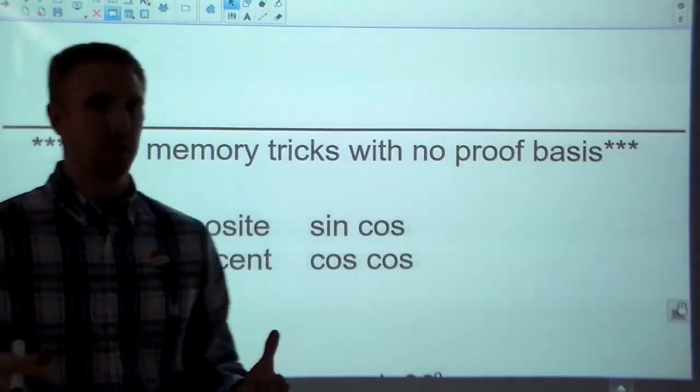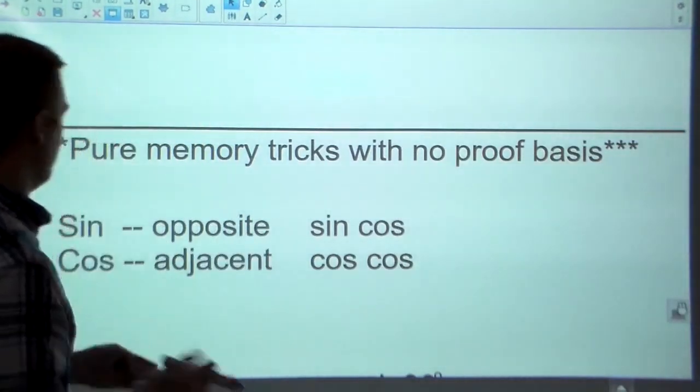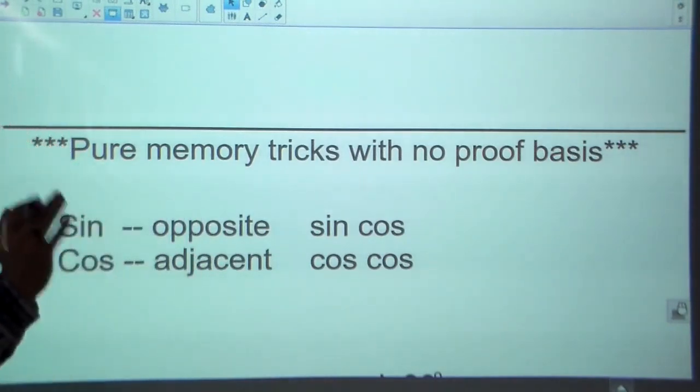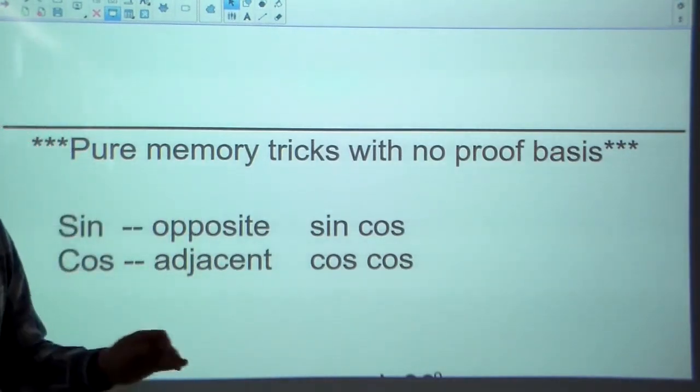So just pure memory tricks that have kind of come up over the years. So I just record them as people have ideas. They have no basis with proof. These are just kind of things people throw out. If they help you, good. If they don't, worry about it.